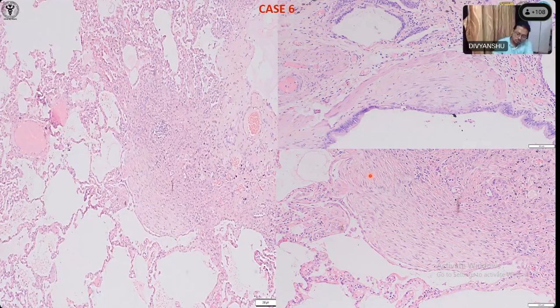So here it is good enough that we identified the giant cells. If you don't identify giant cells, it is not possible for any pathologist. When the disease is in the end stage, diffuse fibrotic disease, it is not possible to see from where fibrosis came, what is the etiology of fibrosis in this lung disease.